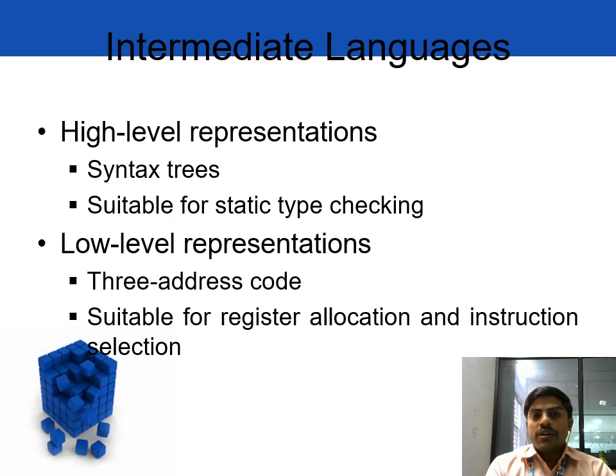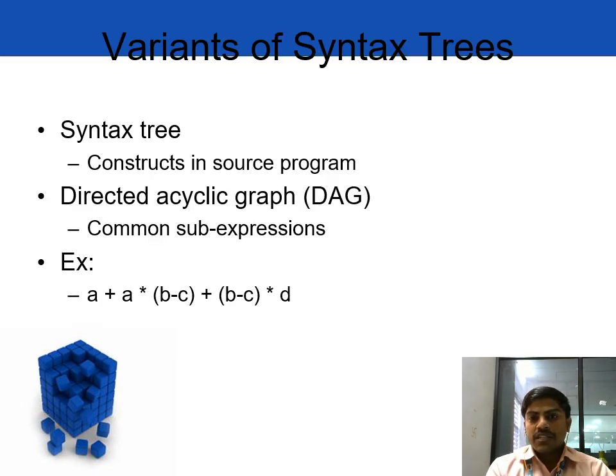What are the intermediate languages we have? We have high level representations as syntax trees, which is suitable for static type checking, and we have the low level representation of intermediate languages as three address codes, which are suitable for register allocation and instruction selection. So, variants of syntax trees, which is the high level intermediate language form, can be represented as a syntax tree or as a DAG, where particularly the DAG, directed acyclic graph, is suitable to identify the common sub-expressions.